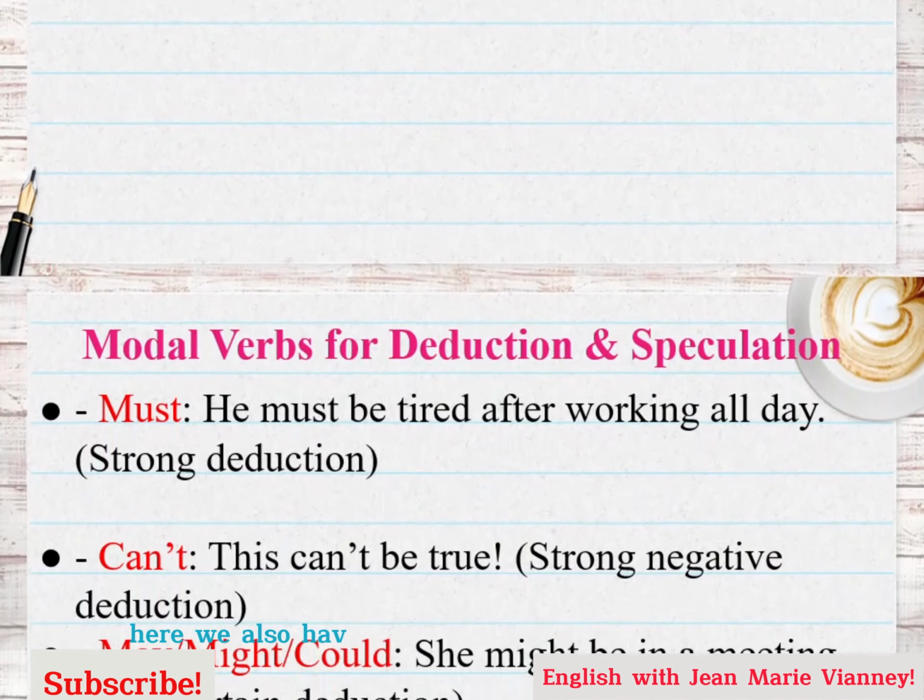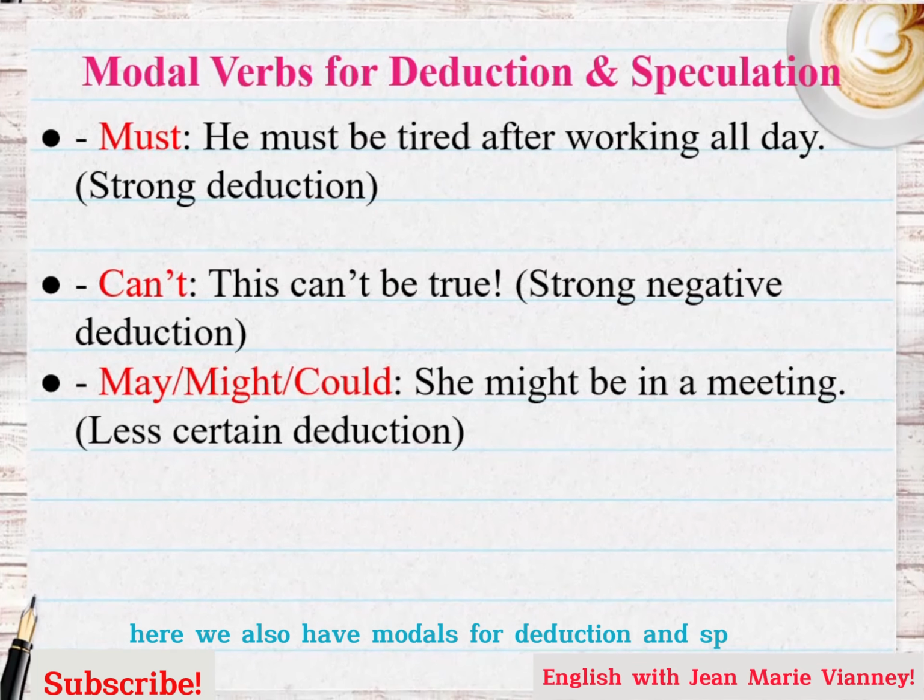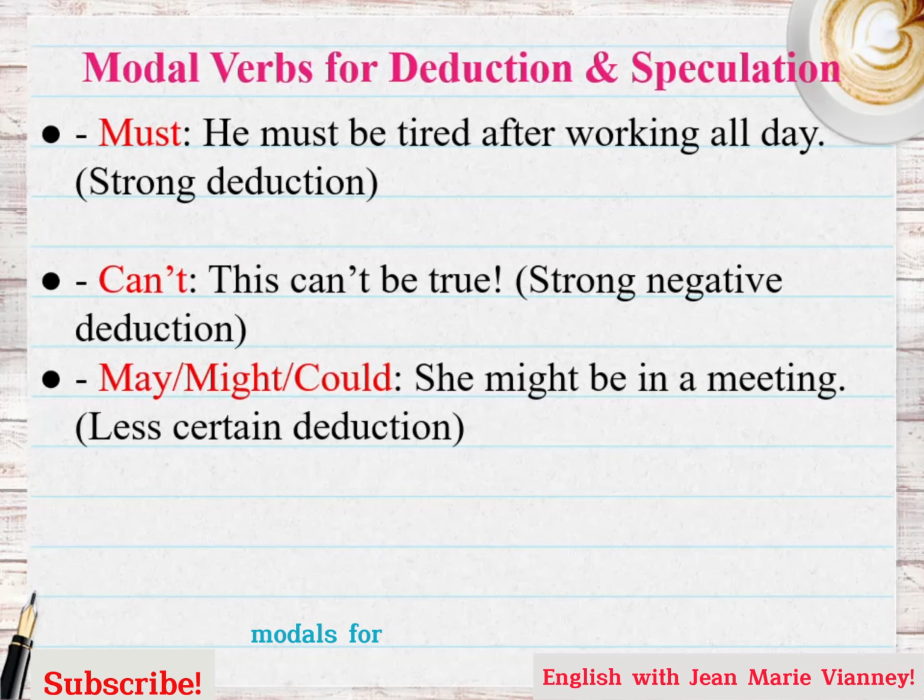Here we also have modal verbs for deduction and speculation. We have must, can't, may, might, or could. We can say with must, he must be tired after working all day. So this is a strong deduction. Can't, we can say, this can't be true. This is strong negative deduction.